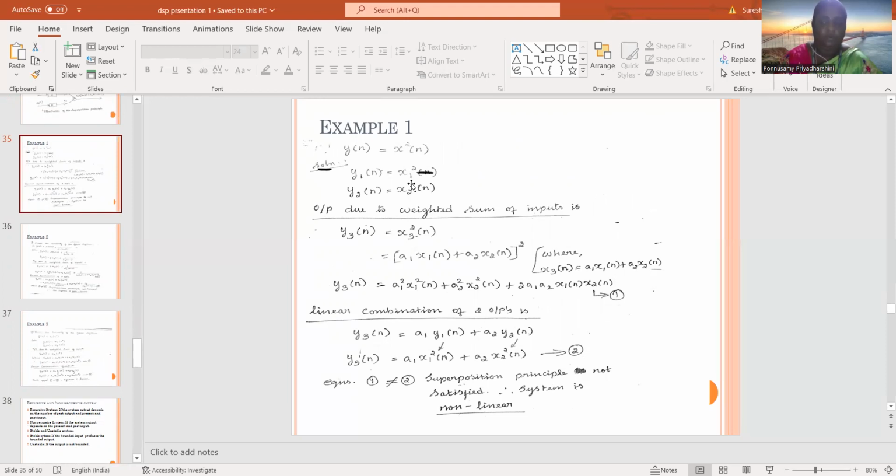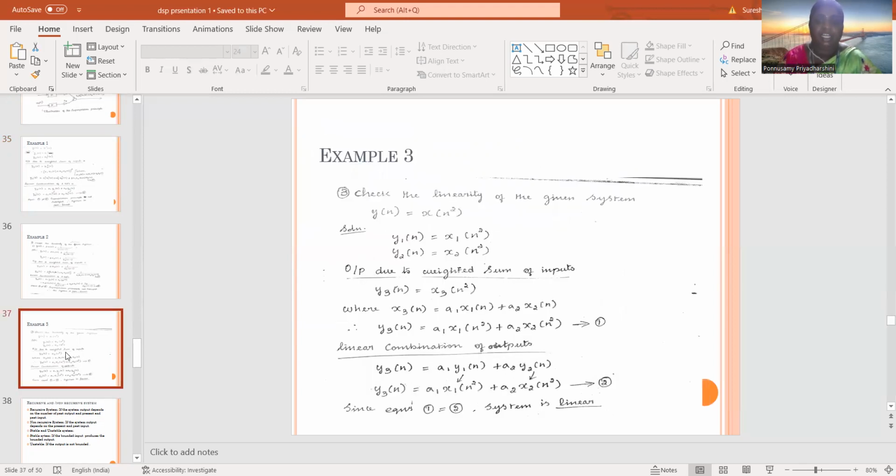Today, the first example we are going to see on the linear system is y of n is equal to x square of n. We have to find out whether this is a linear or a non-linear system. First is the output due to the weighted sum of the inputs. y3 of n is equal to x3 square of n, which is a1 x1 of n plus a2 x2 of n, the whole square. Substituting the value, my y3 of n is this. And the linear combination of the two outputs, we have to add it together: a1 y1 of n plus a2 y2 of n. If I substitute, both values are not the same. So it is called a non-linear system.